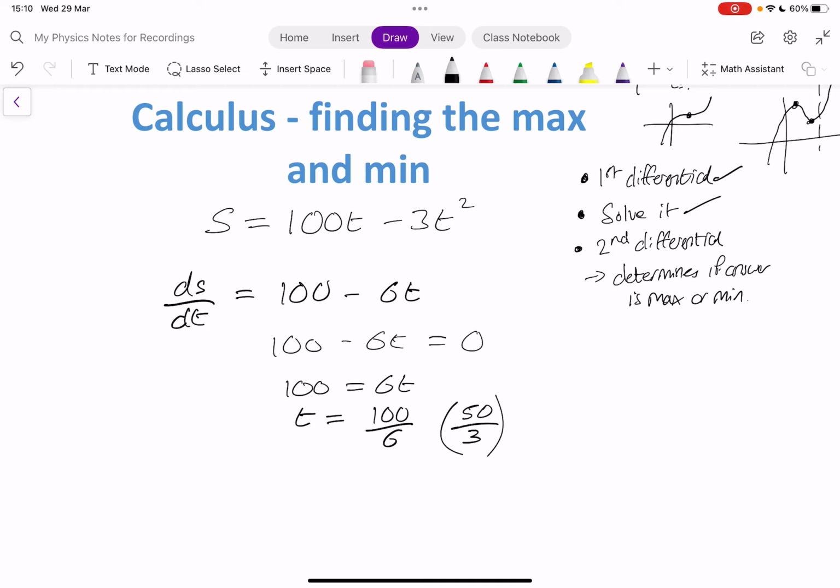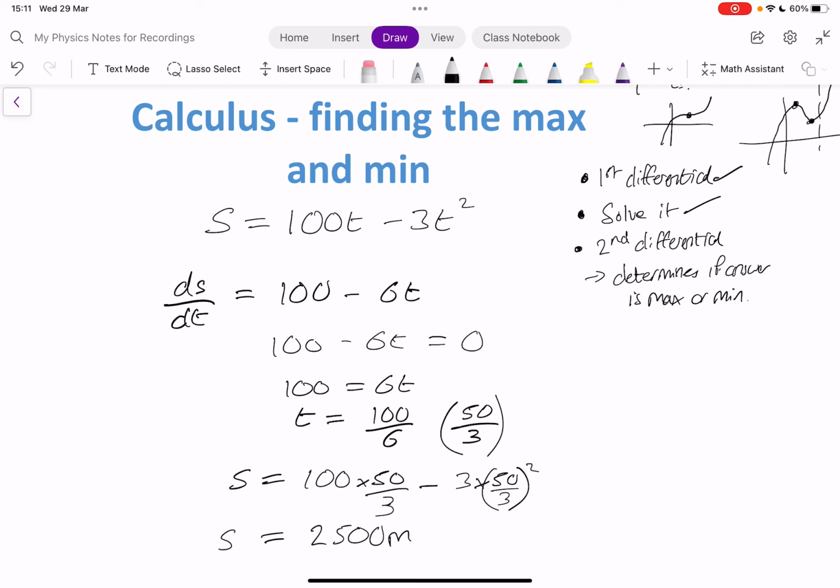So the displacement when t equals 50 over 3 is 100 times 50 over 3 minus 3 times 50 over 3 all squared, which we just shove into a calculator for a second, gives us 2,500. I'm assuming this is all in meters and seconds, although they haven't really specified that. So S would be 2,500 meters. So that's an answer. I know that's a maximum or a minimum distance that it's travelled.